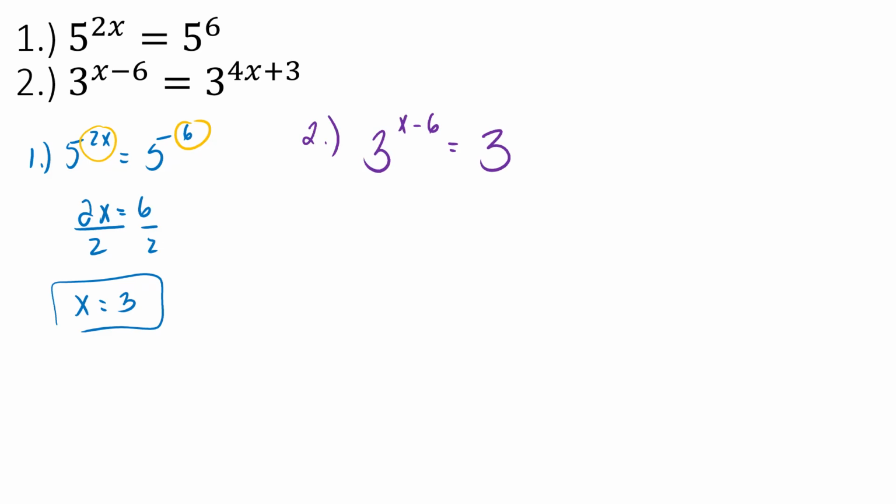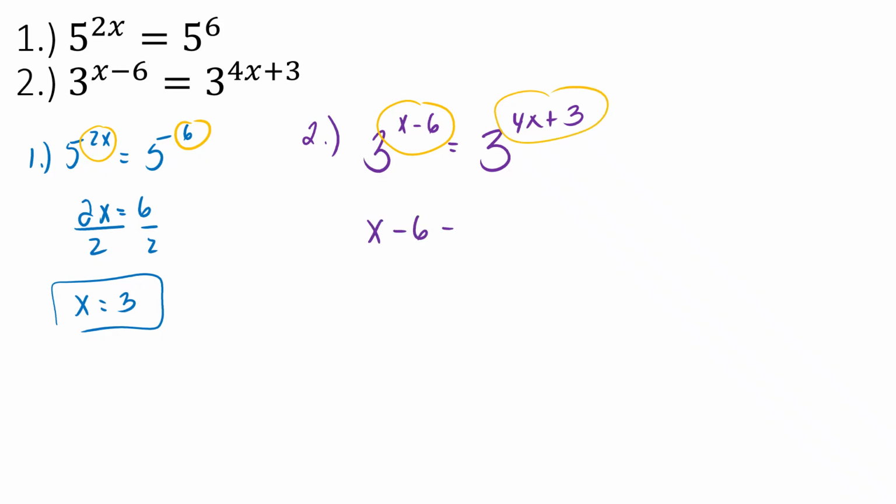Okay, second one is similar to the first one in that we already have the like bases. It's a little bit more challenging in that we have now messed with the exponents. So now we have x's on both sides, but it doesn't change that key grounding idea. If you have the same base, then you may set the exponents equal.